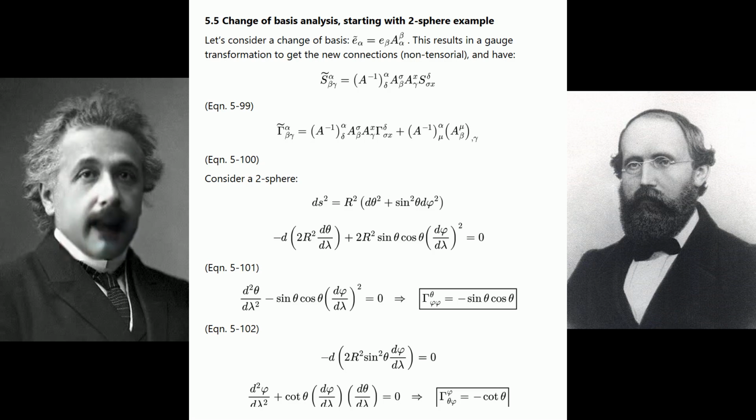5.5 Change of basis analysis. Starting with the two-sphere example, let's consider a change of basis, E sub alpha equals E sub beta A sub alpha to the beta dash. This results in a gauge transformation to get the new connections, which are non-tensorial, and gives equation 5-99.